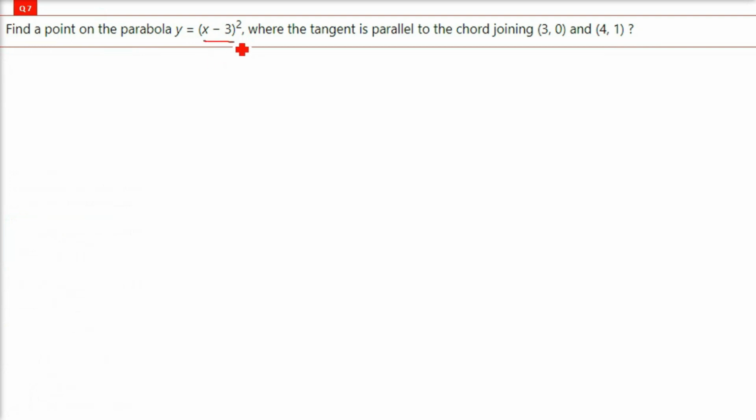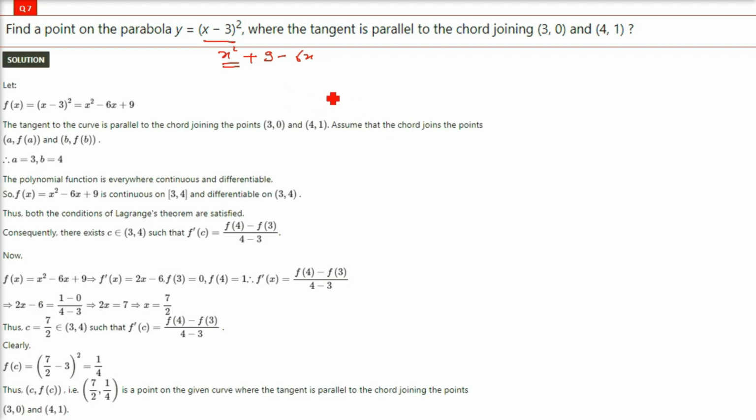So you have already known this kind of question. This is (a minus b) whole square, so it will be x square plus 9 minus 6x. You can regard it as a polynomial or as the previous question which we did, but the idea remains the same. You have to find out the chord. 3 and 4 will be the a and b points. Just differentiate y equals (x minus 3) whole square and equate it with (f(b) minus f(a)) by (b minus a). A is 3, b is 4, and this is how you're going to solve it.